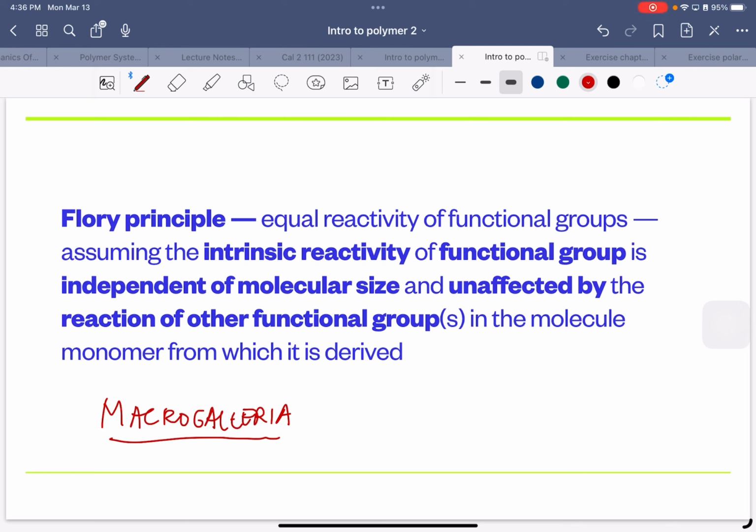The Flory principle says that the intrinsic reactivity, meaning the reactivity within the functional group, is independent and unaffected by the reaction of other functional groups in the molecule of the monomer from which it is derived. That is, the reactivity of functional groups will be equal. We are going to see in the synthesis how step growth can be achieved using this principle. Equal reactivity can also be approached through stoichiometry balance.